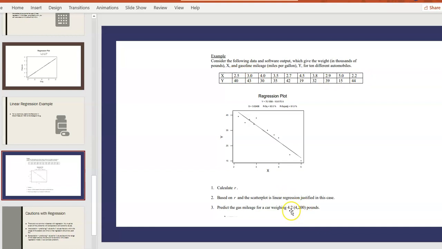All right, so here is our regression equation right up here underneath the regression plot title. So let's write that thing down and we'll take it over to our computation. So it's 70.1058 minus 10.6175x. And we're going to plug 4.2 into x.